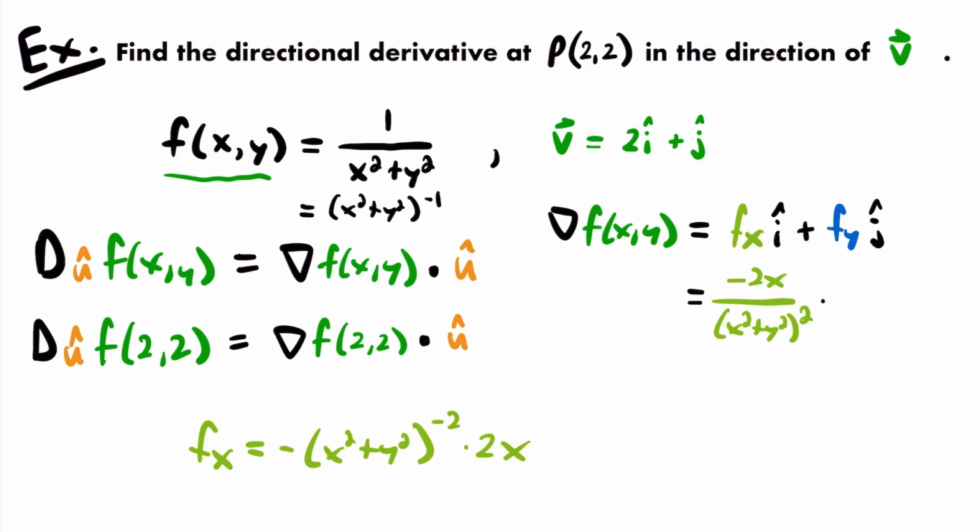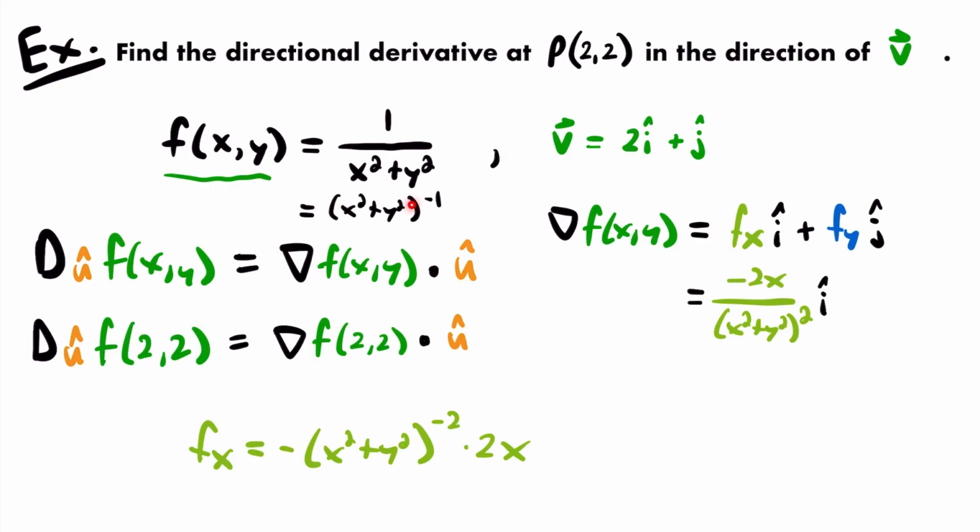And that will be multiplied by i, right? Negative 2x will stay in the numerator, and then I moved this quantity with a negative power to the denominator, so now the power is positive. Okay, and so that's fx, that's the x component of the gradient vector. Now let's work on the y component. Let's find the partial derivative with respect to y, which will actually be very similar.